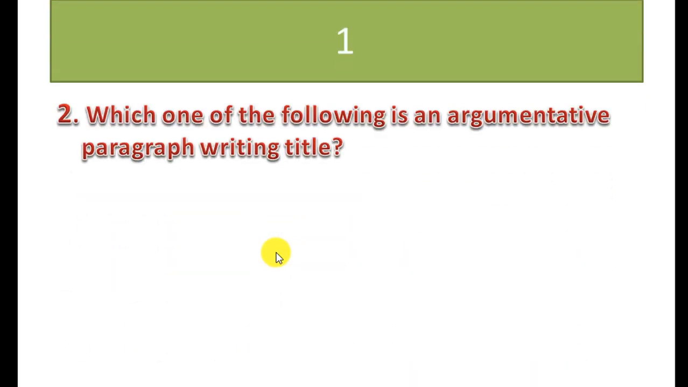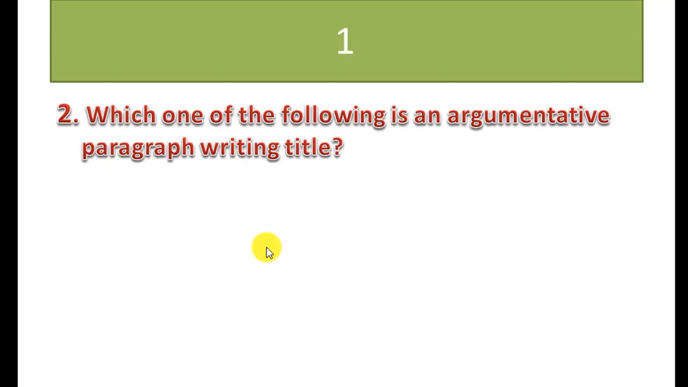Question number 2. Which one of the following is an argumentative paragraph writing title? First of all, just a title matters about the kind of paragraph that you will develop. A title is called the topic sentence. A topic sentence is the key or important sentence which determines whether you write an argumentative, descriptive, narrative, or expository paragraph. So which one of the given sentences do you think refers to an argumentative?